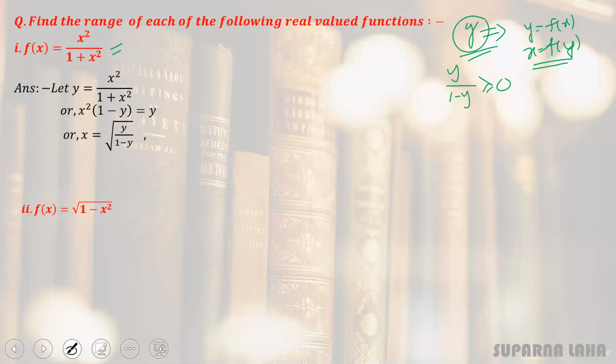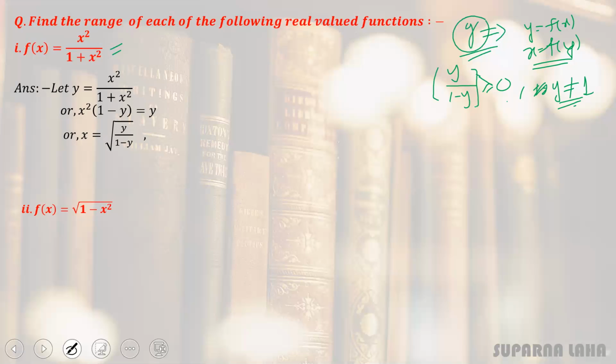First condition, the denominator will be non-zero. That is 1 minus y is not equal to 0, or directly you can write y is not equal to 1. So this term will be greater than or equal to 0 and y is not equal to 1.